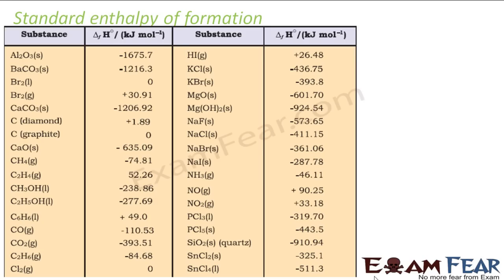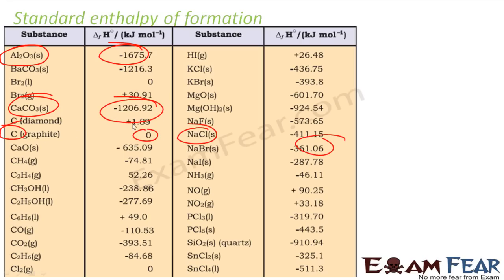As I have told so many times, if you want to find standard enthalpy of a reaction, you have to do a summation of standard enthalpy of the product and subtract the summation of the reactants. So how to find that? For that the chemists around the world have given us a table. For example, if you want Al2O3, standard enthalpy is given. If you want CaCO3, it is given. For sodium chloride it is given. For carbon it is given. So for all these they have given the standard enthalpy of formation.